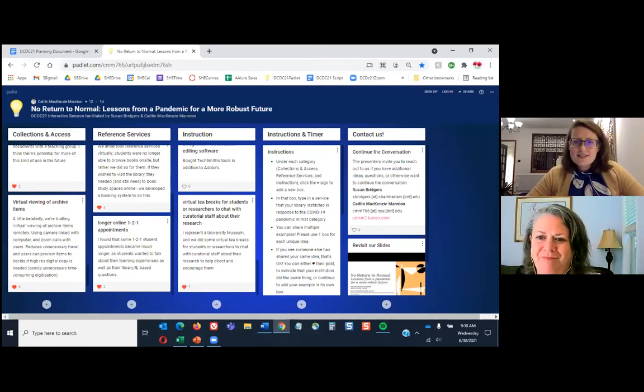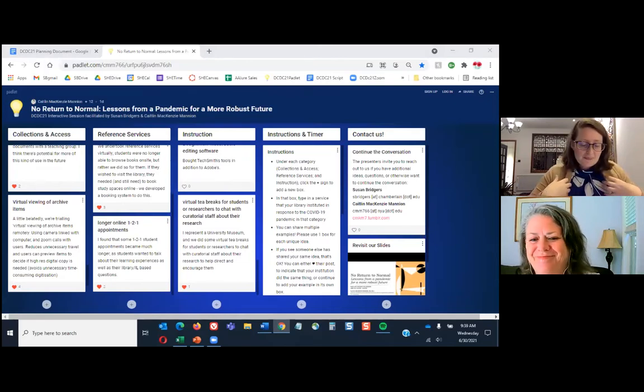And I think it's a great idea to share this virtual viewing of these archival materials before you get into that lengthy digitization process, because you're right, it does take a really long time to make those scans.